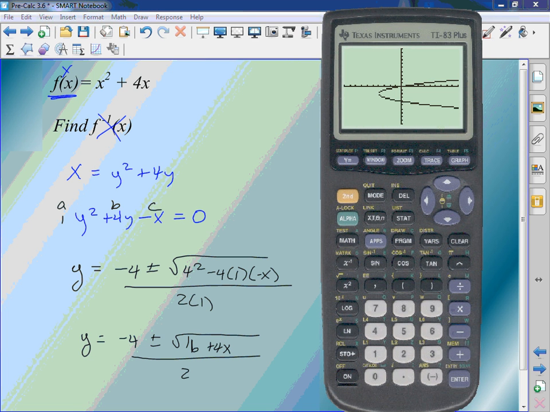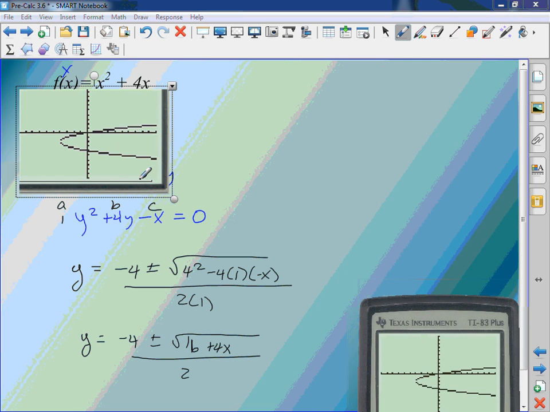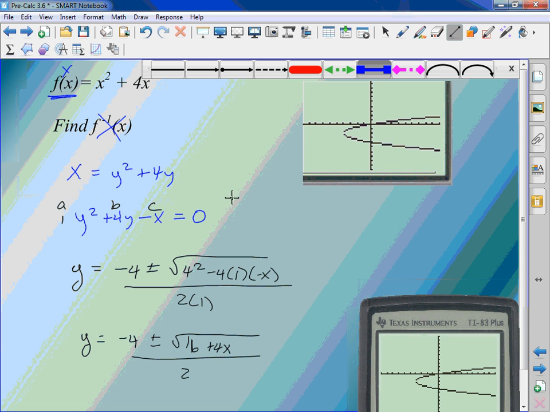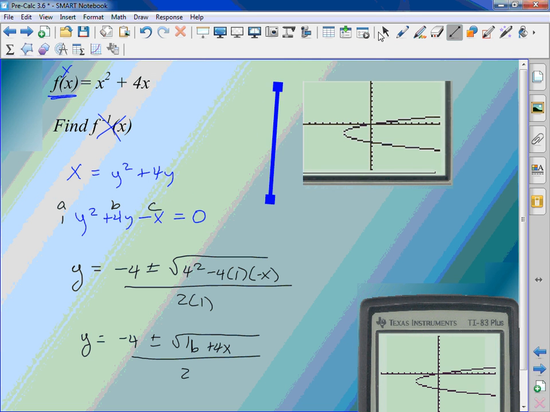If I take this graph, and I take a vertical line, we need to look, does it ever hit in more than one spot? It's always hitting more than one spot. It's not a function.